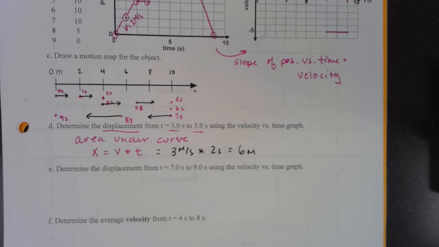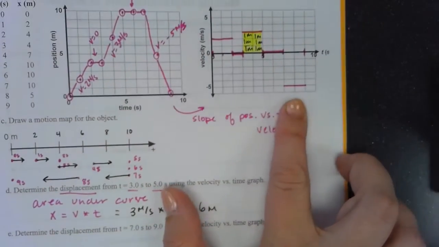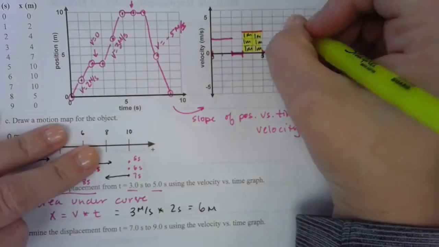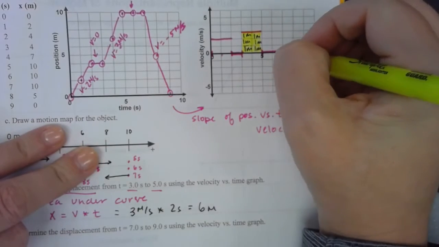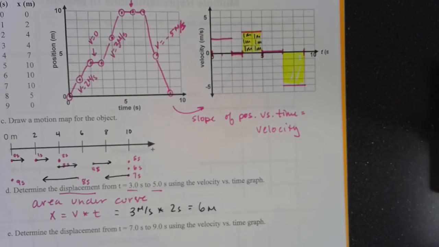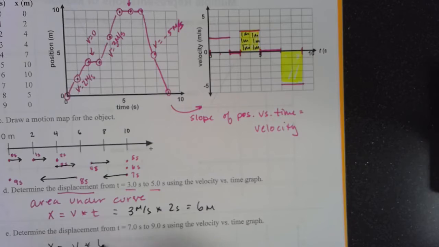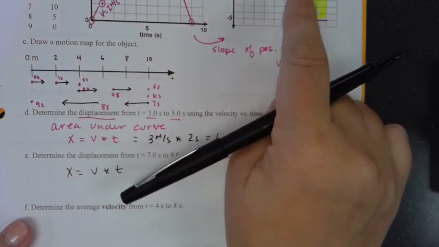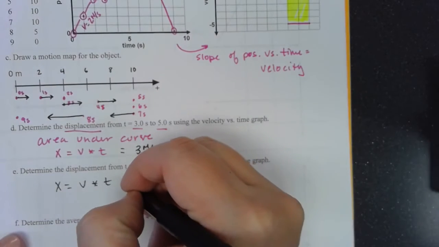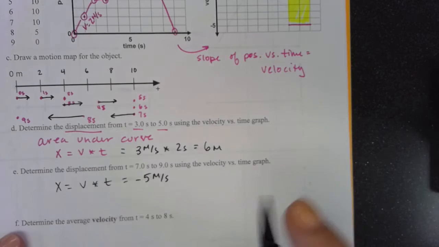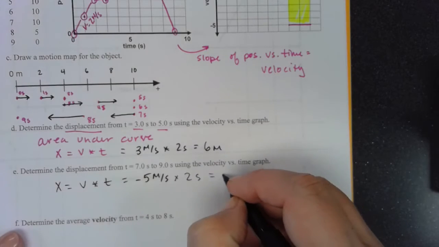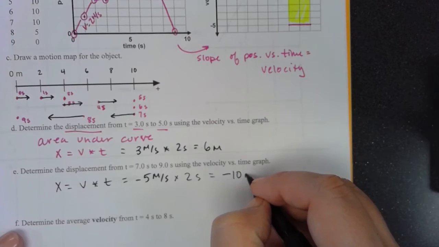Next, the displacement from 7 to 9 seconds using the velocity versus time graph. So that's going to be looking at this piece of time right here. Okay, so with that chunk of time, if we are doing the same thing and we are looking for a displacement as velocity times time, which is the same as the area under that curve, our velocity there is minus 5 meters per second, minus 5. Don't forget the minus 5, times 2 seconds gives us minus 10 meters, right?